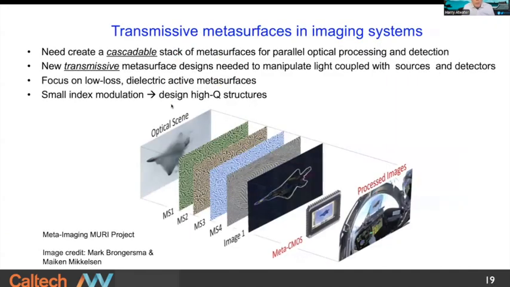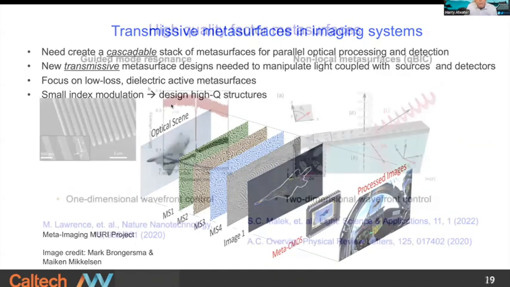So now I want to shift gears. Everything I showed you so far was described in reflection mode. We also are very interested in transmissive metasurfaces that can be cascaded to perform cascaded functions. Currently, we don't have active metasurfaces with high optical efficiency and reconfigurability, so we need to find a way of doing this. We know that lossless or low-loss dielectric materials can be used to make high-efficiency metasurfaces. To make active metasurfaces, these materials will have small index modulation, so we need to learn how to design high Q structures.